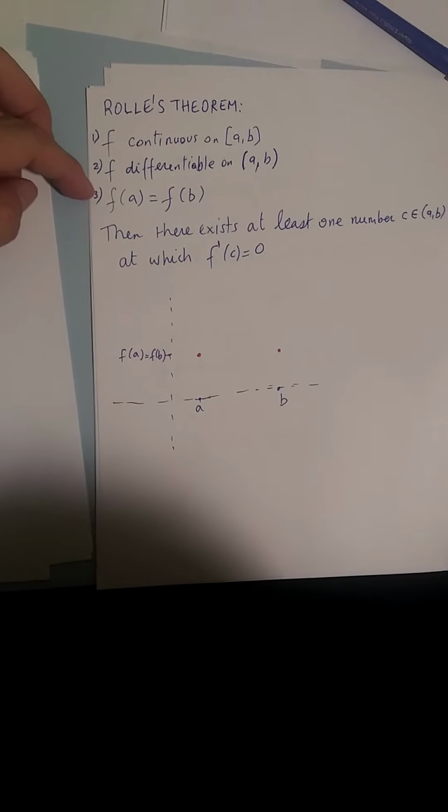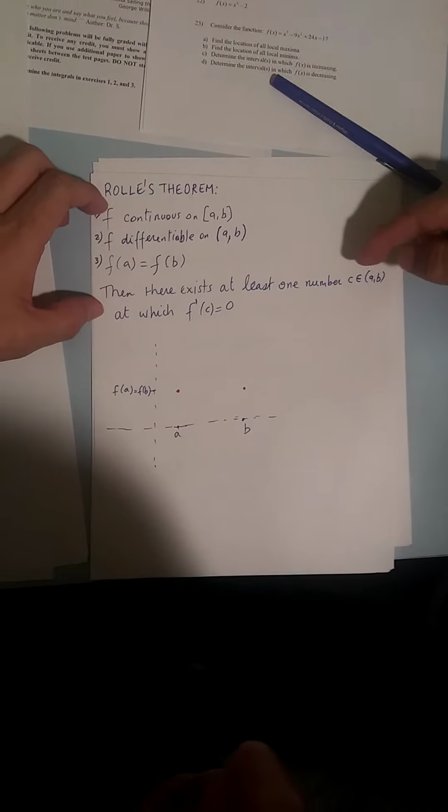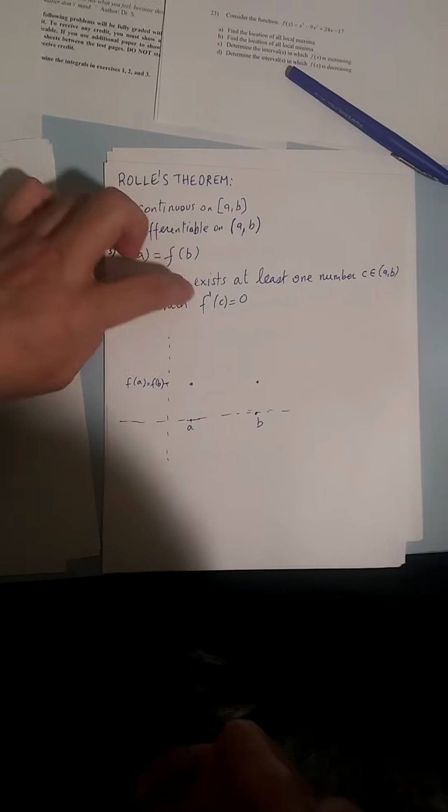If these three are all true and satisfied, then there exists at least one number c in the interval AB at which f prime of c is equal to 0. And that's called Rolle's theorem.